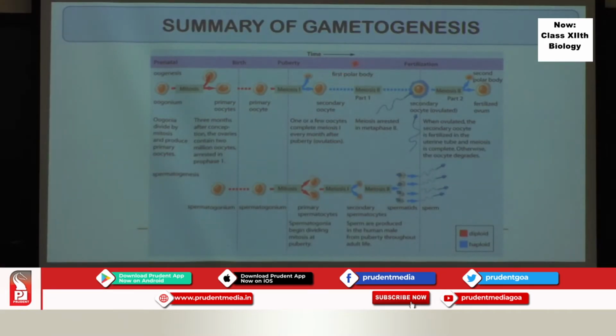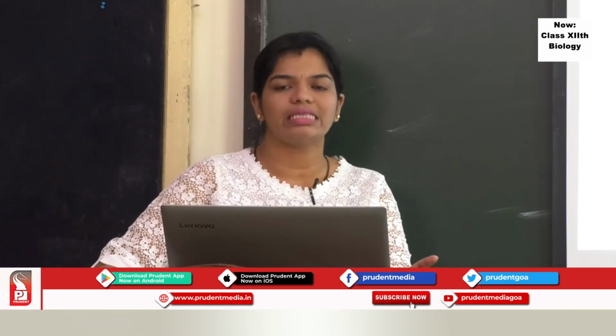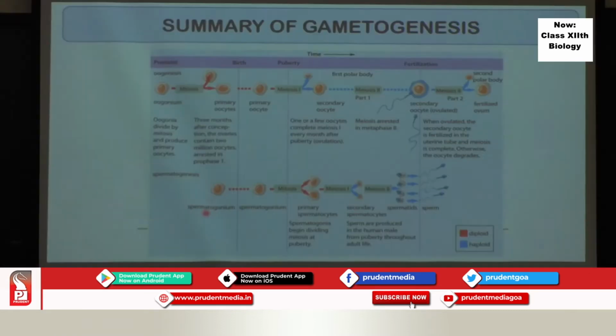Here the first polar body and here the second polar body. The polar bodies are not involved in production of gametes. It is said that they disintegrate once they are formed. Coming to spermatogenesis, the difference you can see here, spermatogenesis begins after the birth, after the male reaches puberty.